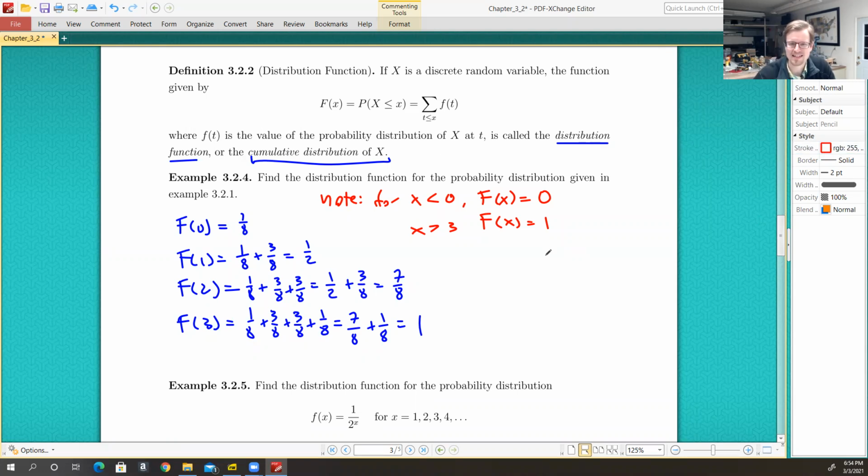So with this idea, this is essentially what happens to our probability, our cumulative distribution.